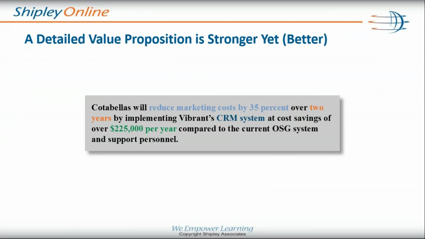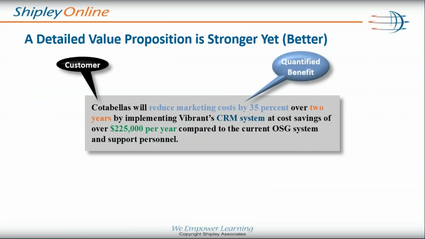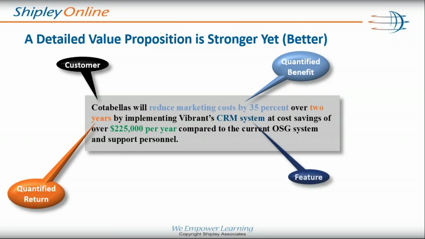Let's see if we can go a step further. The customer, Costa Bellas, will reduce marketing costs by 35%. There's the quantified benefit right up front. Now we also say, when is their return? Over 2 years with our feature, and there's the cost savings: cost savings of $225,000 a year compared to their current system. Now we better be able to back that up.